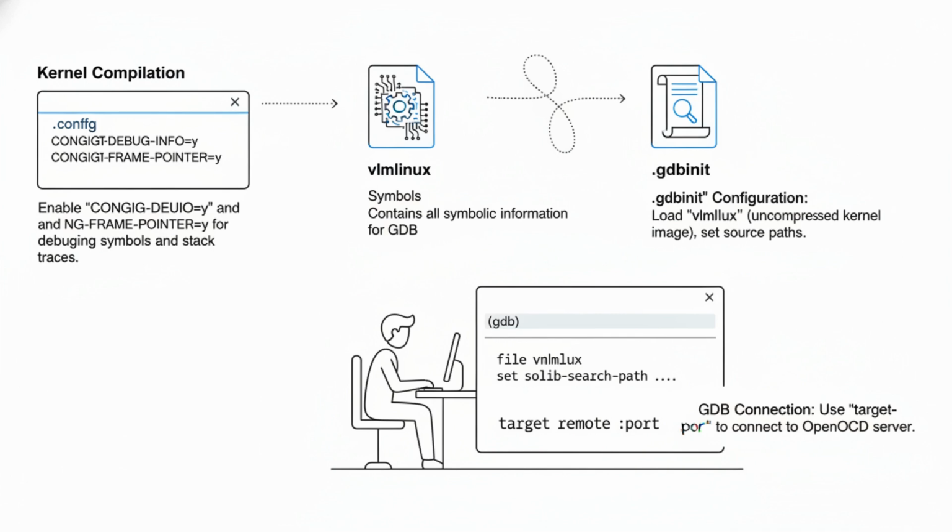Next, a well-structured .gdbinit file is essential. This file, residing in your home directory or the project root, should load the uncompressed kernel vmlinux image, which contains all the necessary symbolic information. It also defines source code paths, allowing GDB to display the relevant code during debugging. Finally, you will use the GDB command target remote port to establish a connection with the OpenOCD server, which acts as the intermediary to your hardware target.